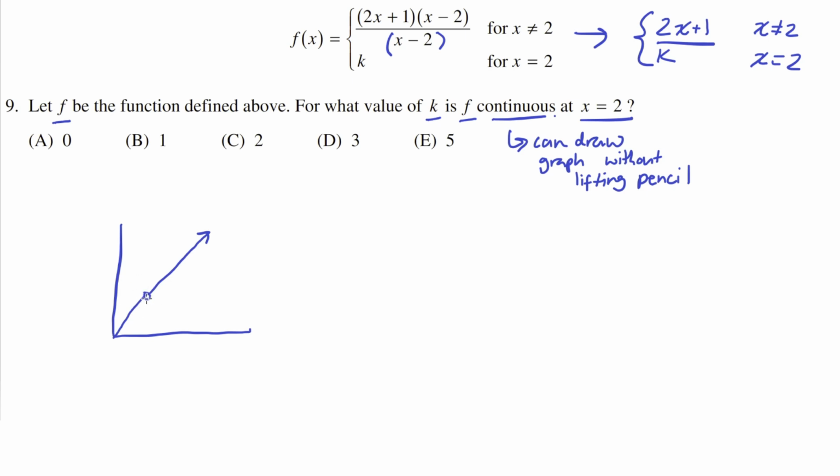And we need to find the value of k so that we can plug in this hole. Because if we can plug in this hole with a value of k using this piecewise function, then we can draw this graph without lifting our pencil, and that makes the graph continuous because there will no longer be a hole or a jump. So what we need to do is find out what the value of the function was approaching from the left and the right of x equals 2.